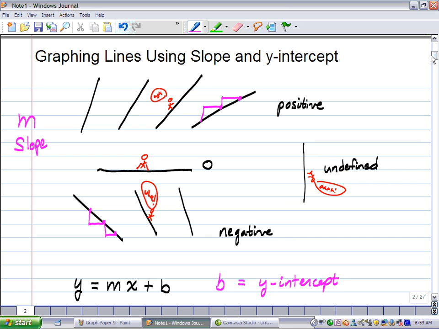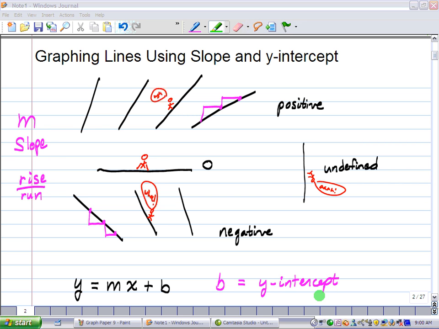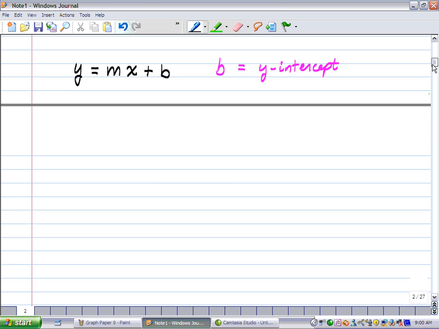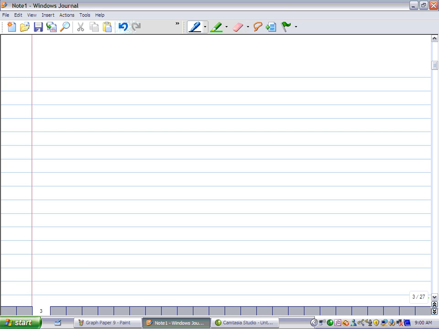People often call this rise over run. If you're rising down, you're falling. So in this one, the rise would be negative, so it would actually be falling. Run, meaning across, and if the run is positive, I'm going to go to the right. If the run is negative, I'm going to go to the left. Let's look at an example of actually using this to graph a line.